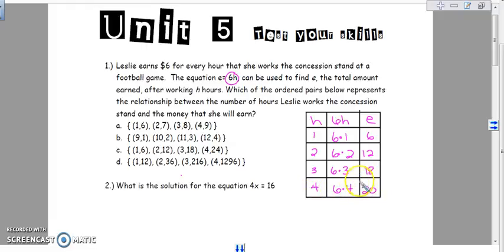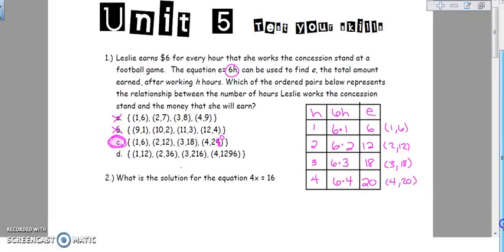So now we're going to do our ordered pairs. 1, 6; 2, 12; 3, 18; 4, 20. Oops, I made the mistake. 6 times 4 is 24. Okay, so 1, 6, this one's good so far. Then 2, 7, no. 9, no. 1, 6, yep. 2, 12, yep. 3, 18, yep. And 4, 24. Good, so choice C is my answer.